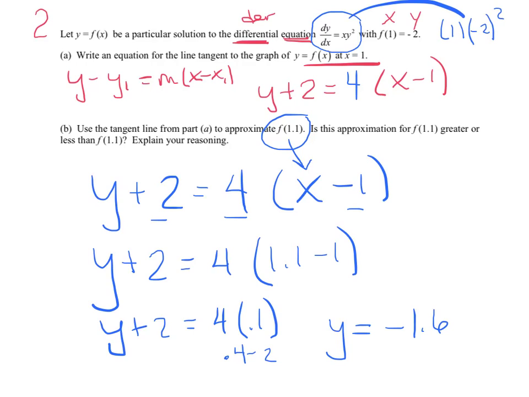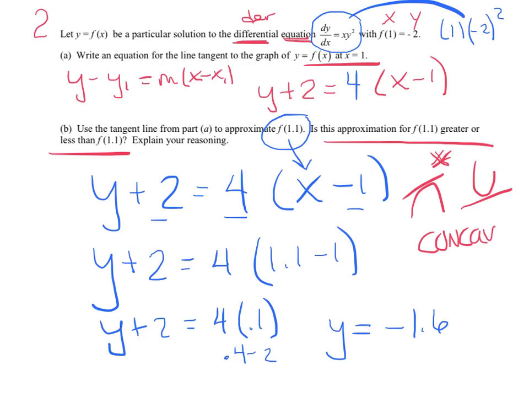All right, now they're going to make us work for the second half. It says, is this approximation greater than or less than 1.1? And your only justification can be, if you want to know if your tangent line is above or below, it has to be about concavity. Now you'll notice, do they say anything about the second derivative? No, but they do give you that first derivative. So you're going to have to find the second derivative.